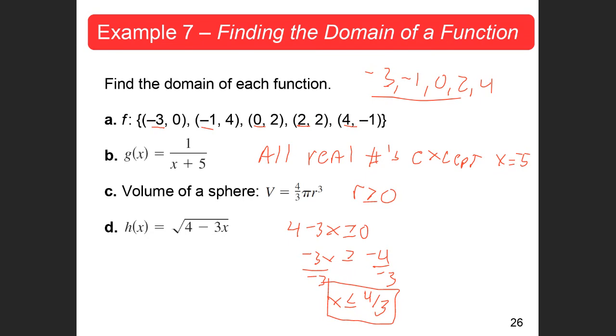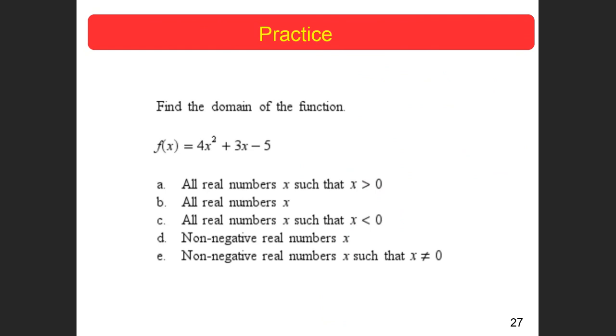And that is how we find the domain. We haven't talked anything about range this week, right? We're just talking about domain. What are the numbers that we can plug into a function? That is what domain is. Okay? It says find the domain of the function. Well, polynomial function. It's all real numbers. Done. Pretty easy.